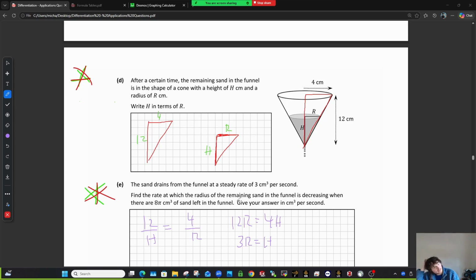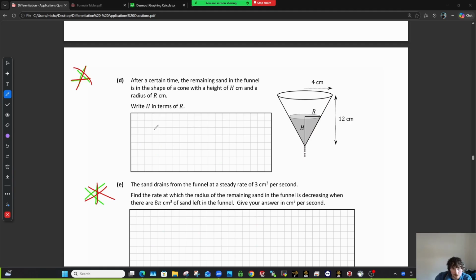And that came from the similar triangle thing we did there. It'd be good to revise that in your geometry textbook, a few questions like that with the triangles. Good to be prepared for that. Okay, so H is equal to 3R, and we'll need that for the next question here. H equals 3R.